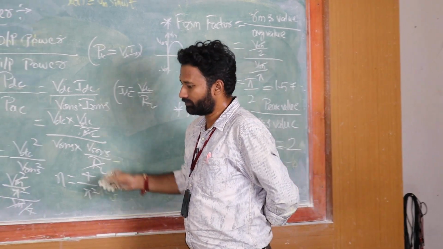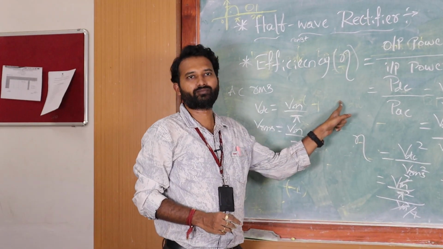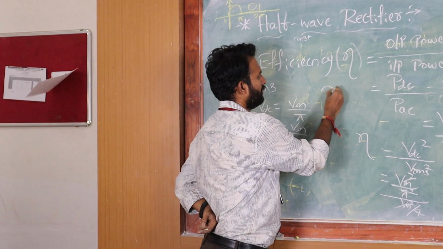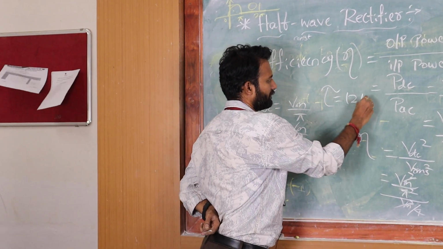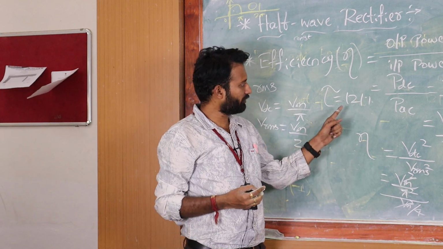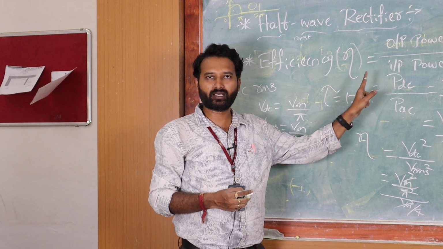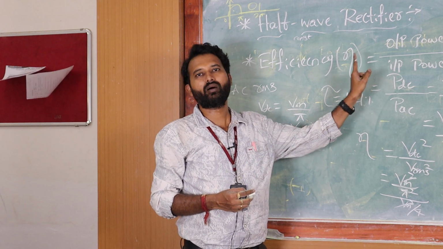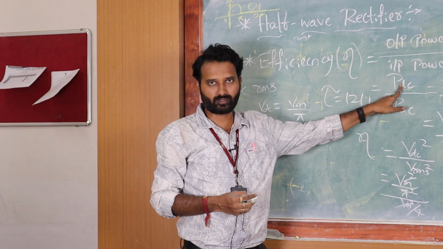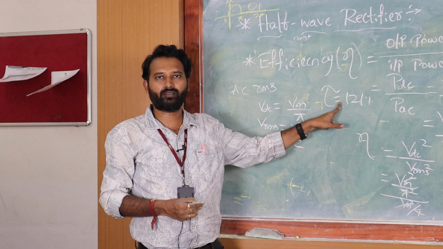So these are some considerations regarding the half-wave rectifier, and keep in mind we get tau equal to 121%. Because of this reason only, the half-wave rectifier technically cannot be useful for the rectification process, AC to pulsating DC conversion. So this is all regarding the half-wave rectifier. Thank you.